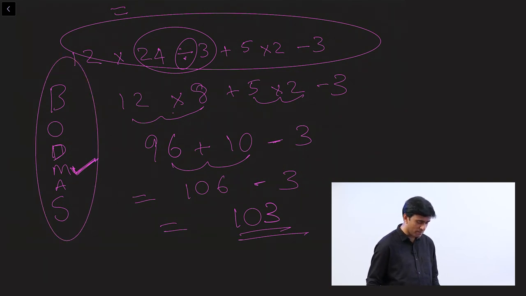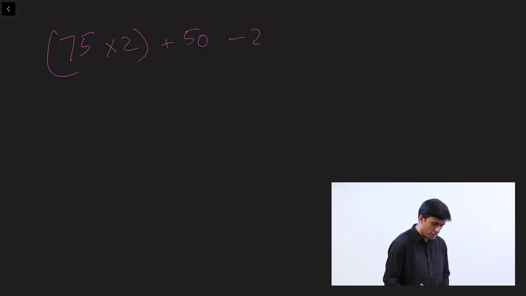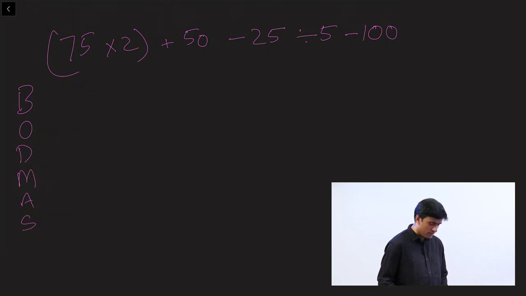Let's look at another example. Here's your expression. 75 into 2 plus 50 minus 25 divided by 5 minus 100. How can we solve this? Look at this. You have brackets, you have multiplication, you have addition, you have division, and you have subtraction. So remember, according to BODMAS, the first thing that comes is brackets. So let's solve the brackets.